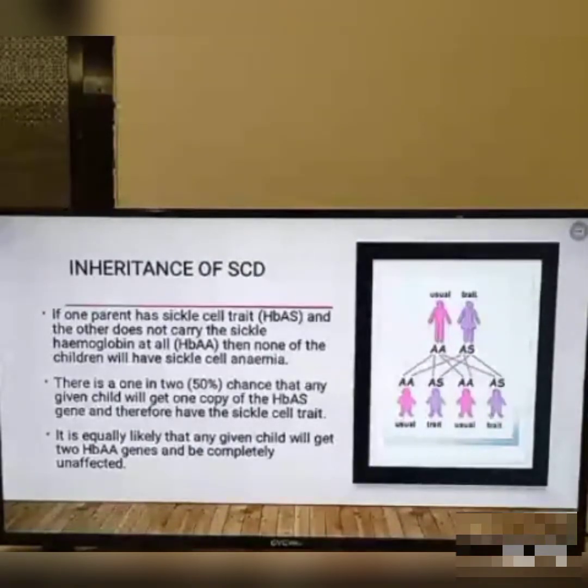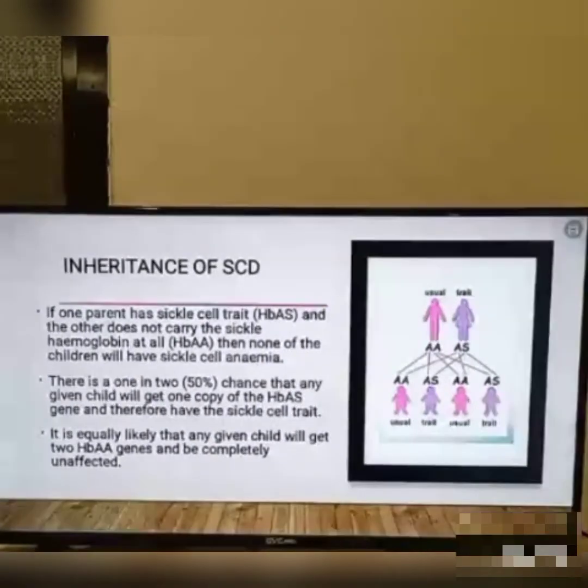Before I go into this, we'll be talking about traits and disease. When we say trait, we're talking about a person who has a marker, the gene for the disease, but does not have the disease. So when we say sickle cell trait, you look at this person's blood, he has the sickle cell gene, but it's not manifesting as a disease. So when you hear people say AS, AC, AE, they have the trait, but they're not showing the disease.